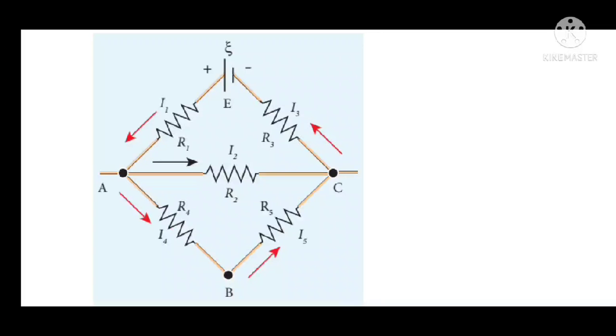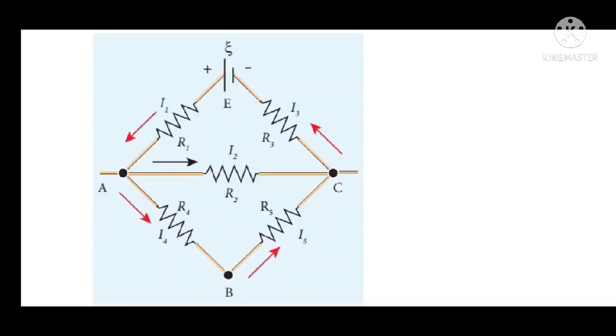In this circuit, there are two loops. In other words, there are two paths. Path number 1, EACE, and path number 2, ABCA. In the path or loop EACE, there are three resistances, R1, R2 and R3. Similarly, there are three currents, I1, I2 and I3.